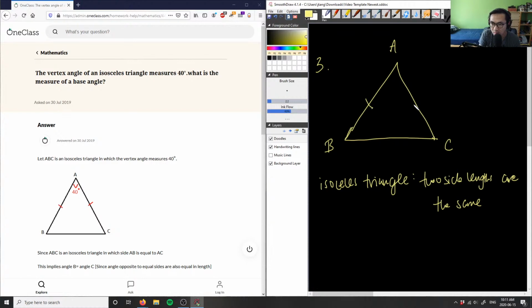So this means that these two sides are the same, and the vertex angle of this isosceles triangle, where these isosceles sides meet, would be here, right? Because it meets at this angle here. So this angle would be 40 degrees. And this is exactly the same diagram we have here. So this is correct. We have an isosceles triangle where two side lengths are the same, and it's asking us what is the measure of a base angle.